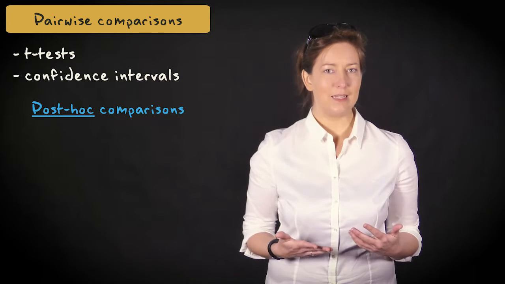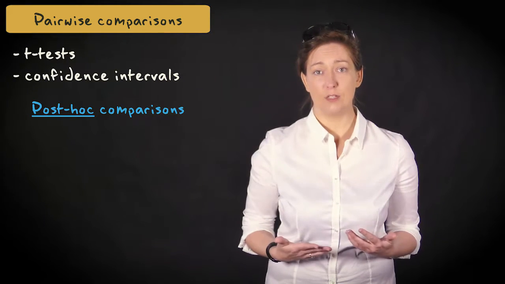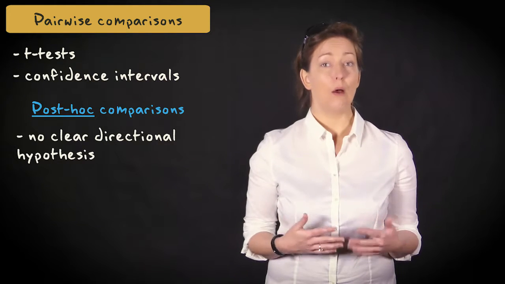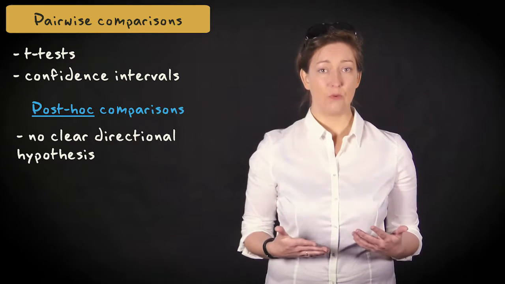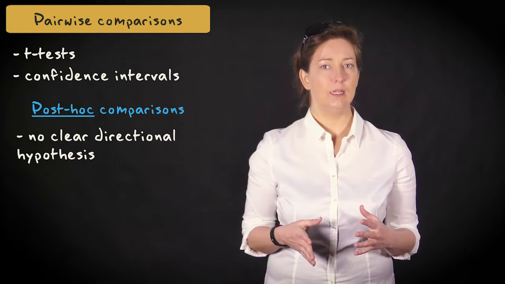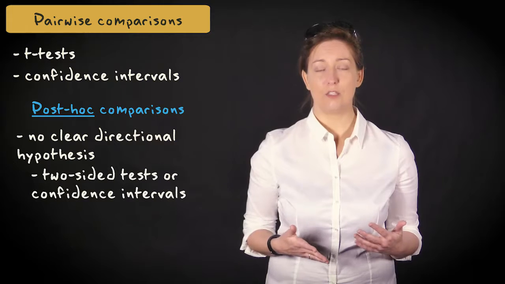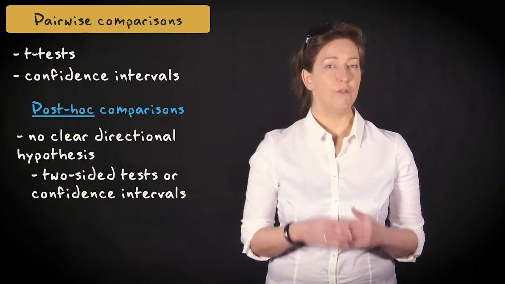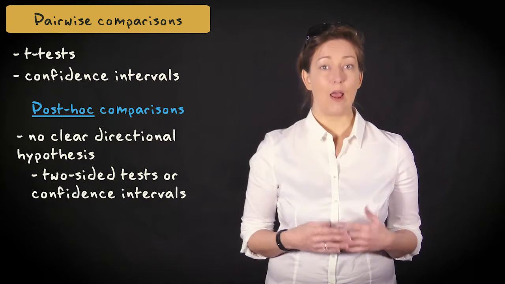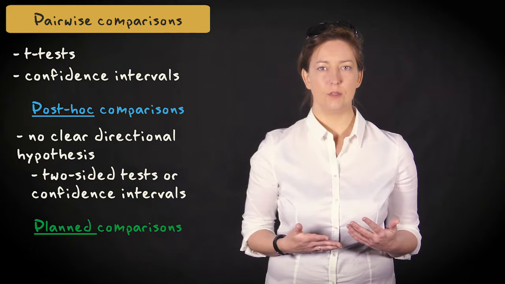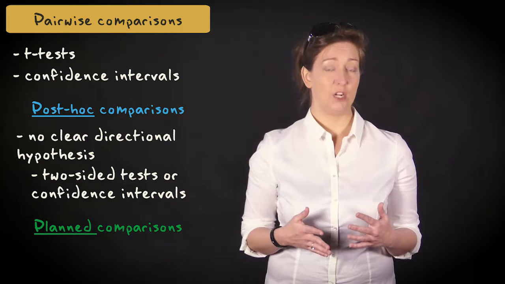The post-hoc indicates that we're making comparisons after the fact, so without having a clear hypothesis about which groups will differ in which direction before collecting the data and performing the analysis. This implies using two-sided tests or confidence intervals. If we do have a clear expectation about how the individual group means will differ, we can perform planned comparisons. These are outside the scope of this introduction, however.